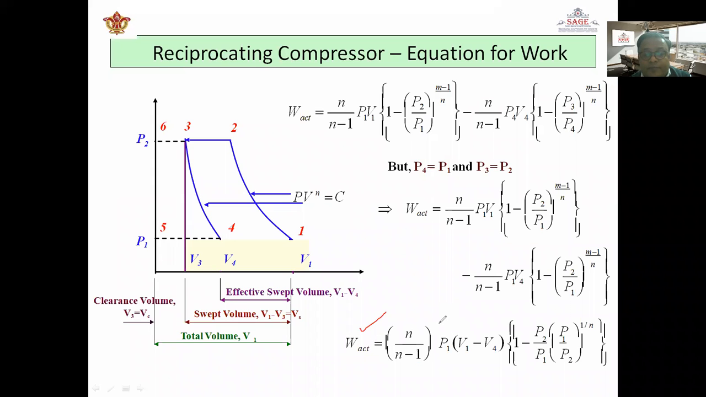n upon n minus 1 P1 times V1 minus V4, the effective swept volume, in the bracket of 1 minus P2 upon P1 to the power of n minus 1 by n. So this is the equation derived from the earlier equations, and this is the equation for P1 V1 for the inlet condition, where the air enters at this condition. The pressure P4 is equal to P1 and the pressure P3 is equal to P2. Then the actual work done can be calculated from this formula.